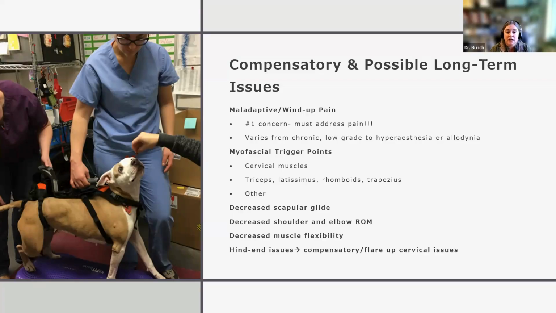We see that a lot in decreased muscle flexibility, and then anything, of course, that flares up the front end. If you have pre-existing hind end problems, you're either going to potentially make those worse because you're shifting more weight to the back because the neck's bothering them, or hind end issues might flare up chronic cervical issues, right? So we can have that combination patient where one thing flares up another because, of course, everything's connected, right?